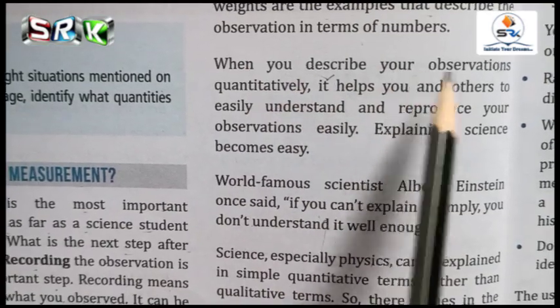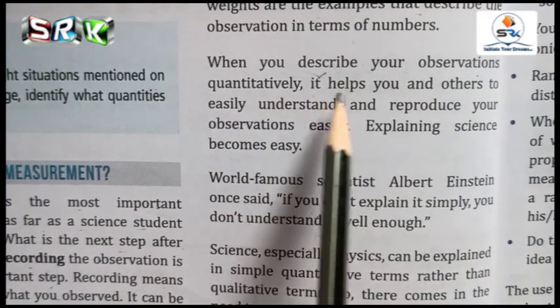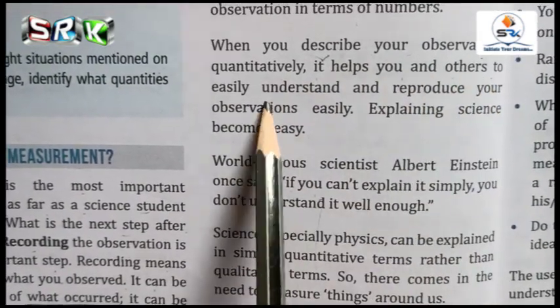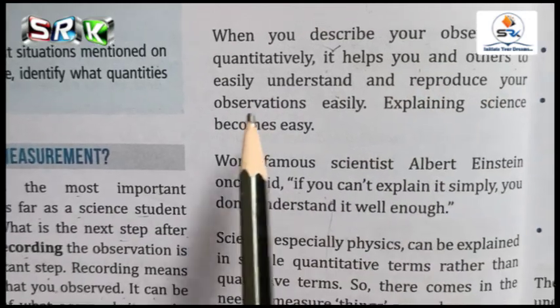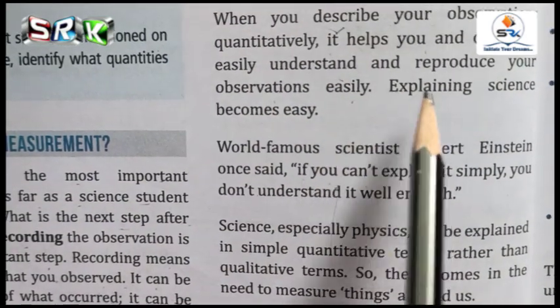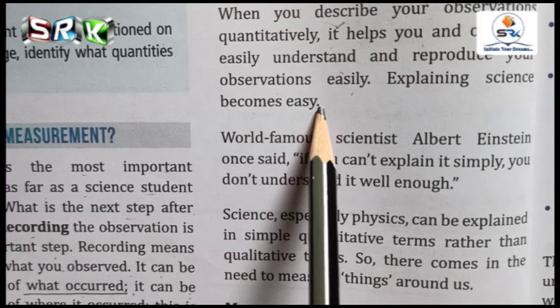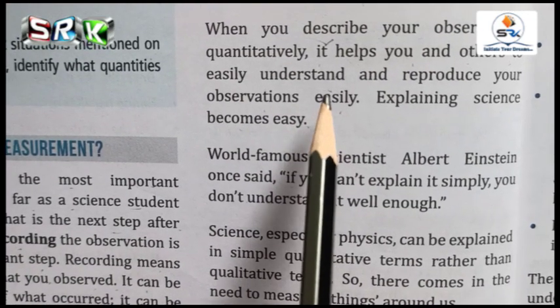When you describe your observations quantitatively, it helps you and others to easily understand and reproduce your observations. So explaining science becomes easy. Can you understand this paragraph that is given?